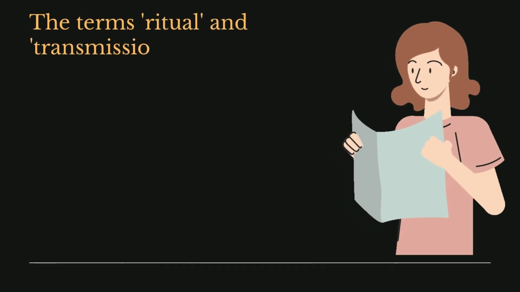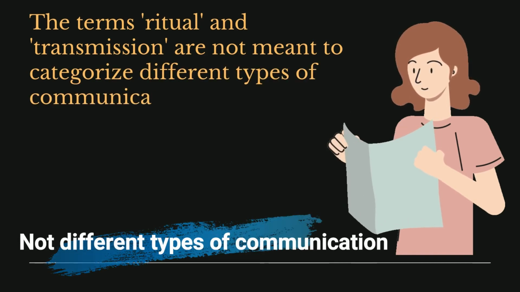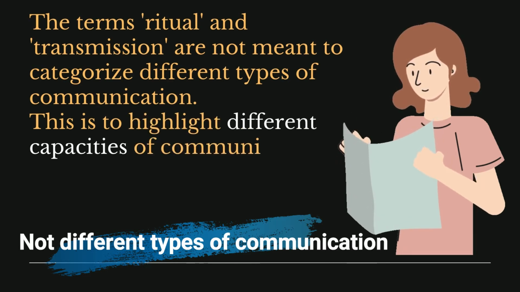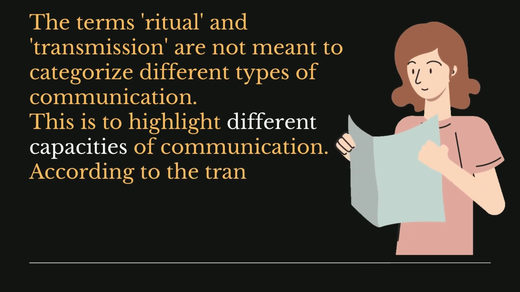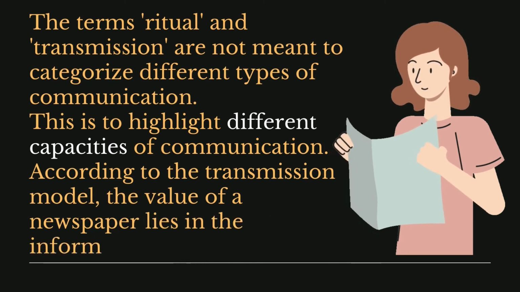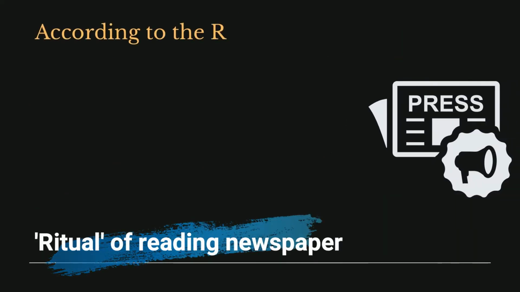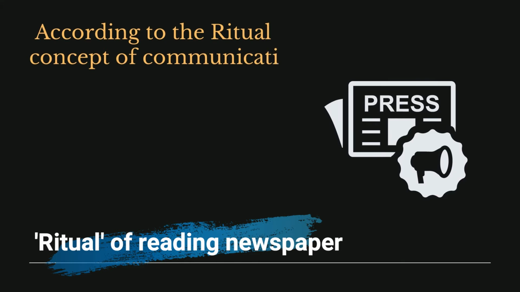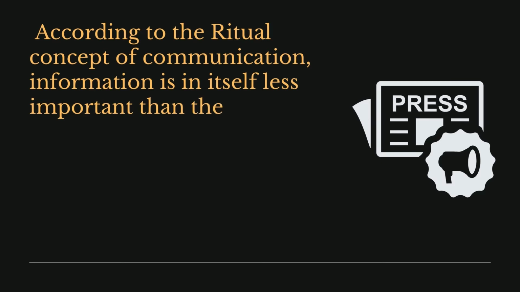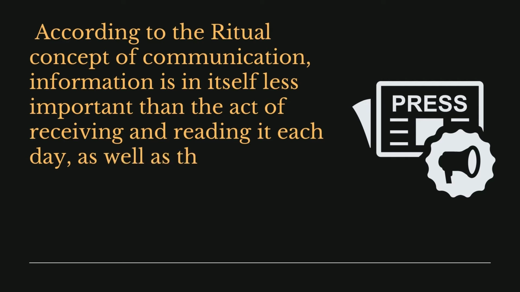The terms ritual and transmission are not meant to categorize different types of communication. This is to highlight different capacities of communication. According to the transmission model, the value of a newspaper lies in the information that it imparts. According to the ritual concept of communication, information is in itself less important than the act of receiving and reading it each day, as well as the fact that it shapes and maintains our conception of the world around us.